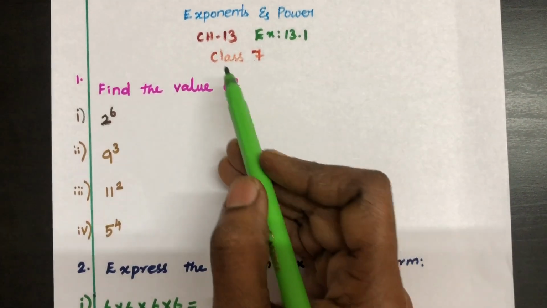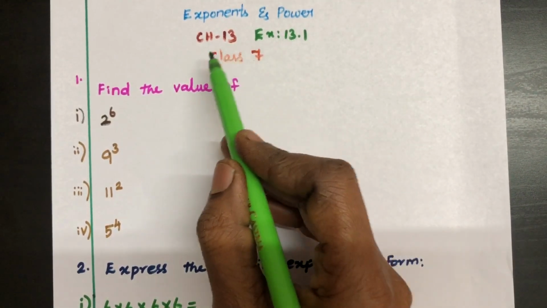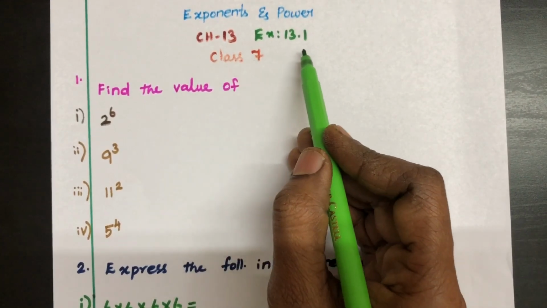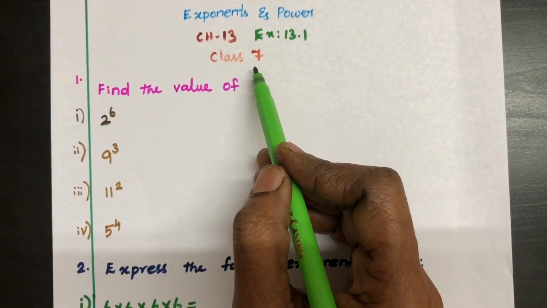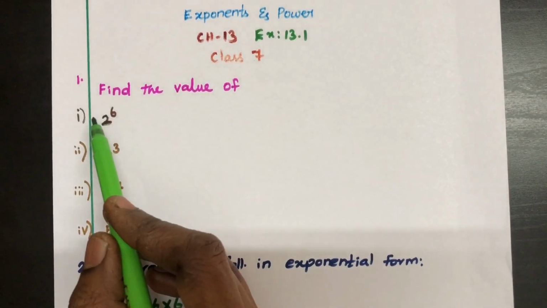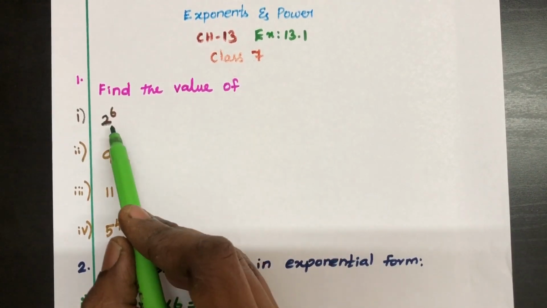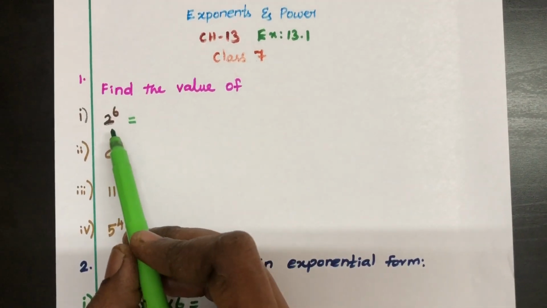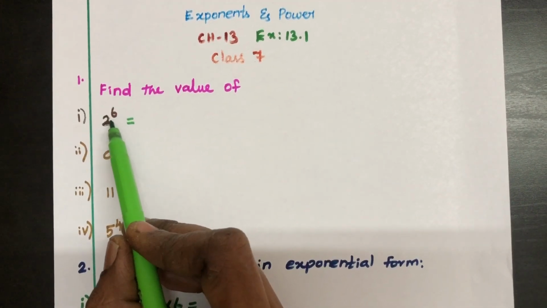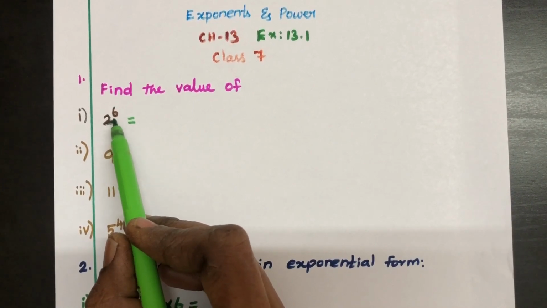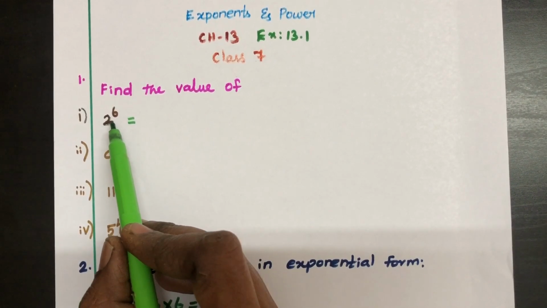Today we are going to learn Exponents and Powers, Chapter 13, Exercise 13.1 for Class 7, NCERT. First question, find the value of 2 power 6. See, this is an exponent form, 2 power 6. 2 is the base and 6 is the power. This means we need to take the product of 2, 6 times.